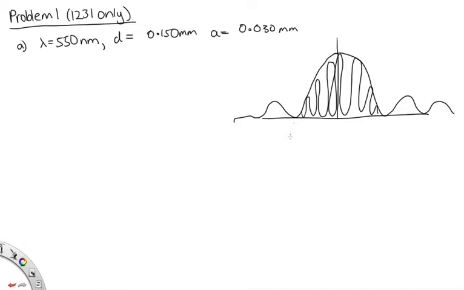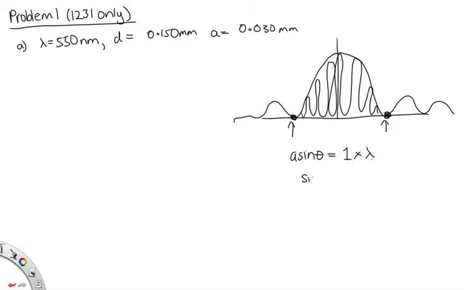So the single slit will determine where these first minima are. These minima will satisfy the equation a sine theta is equal to 1 times lambda. That will give us the theta at which this minimum and this minimum occur. Then we need to count how many of these maxima from the double slit occur within that. So let's solve this and work out where these minima are.